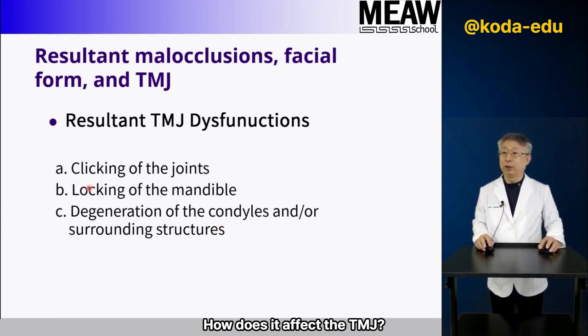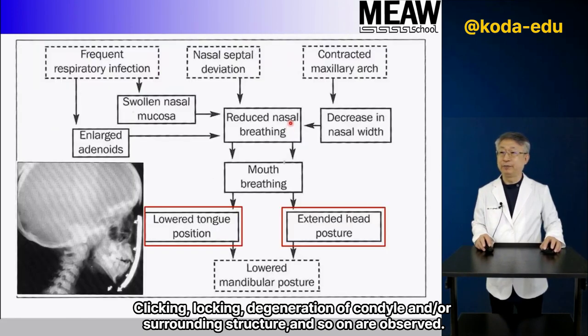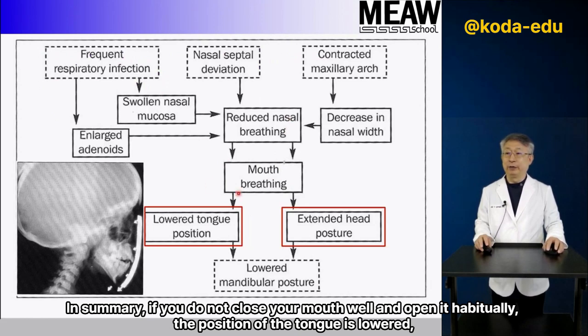How does it affect the TMJ? Clicking, locking, degeneration of condyle, and/or surrounding structure, and so on are observed. In summary, if you do not close your mouth well and open it habitually, the position of the tongue is lowered.